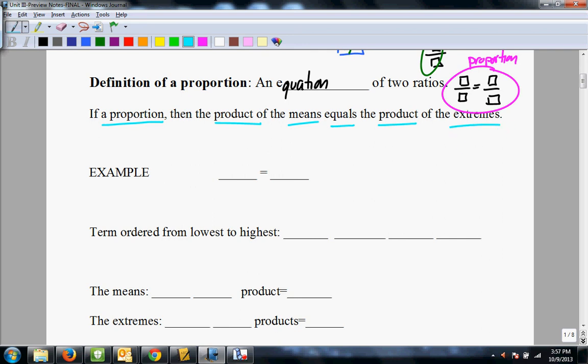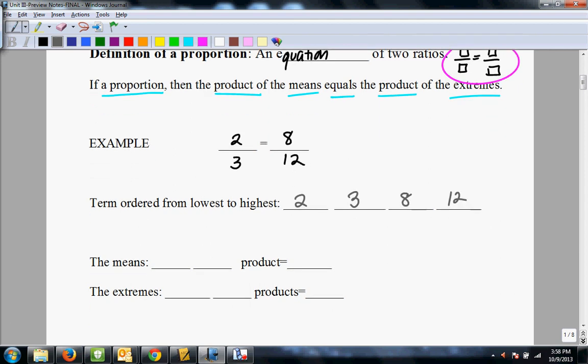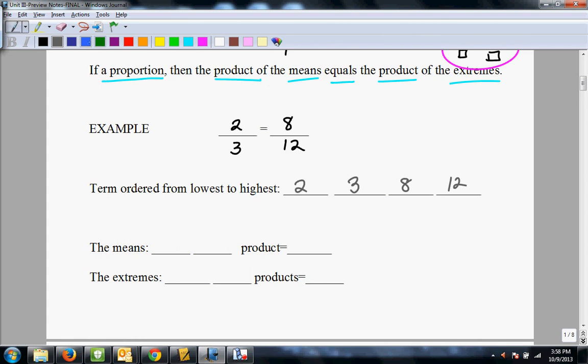That doesn't make any sense to you at the moment, but let me give you an example. Let's say you have a ratio here, 2 to 3, and we have 8 and 12. Let's order these terms from least to greatest. Our least term is 2, then we have 3, 8, and 12. The means are the middle numbers, 3 and 8. Let's write those here. That's your means. Let's multiply them.